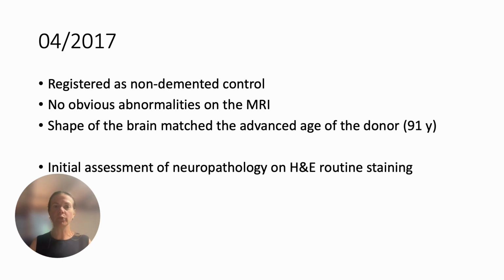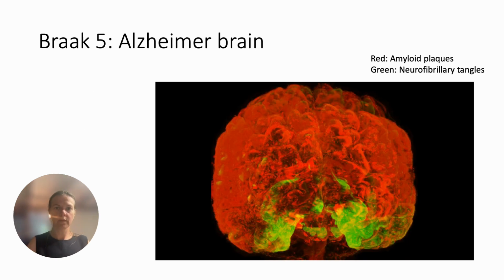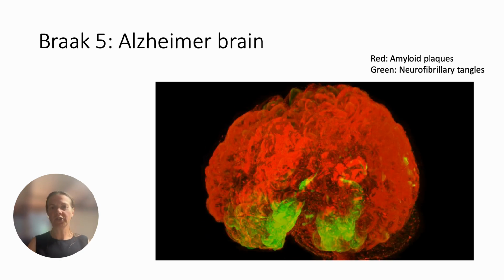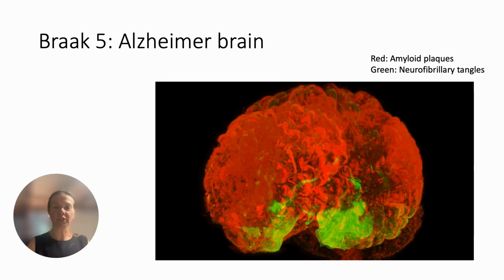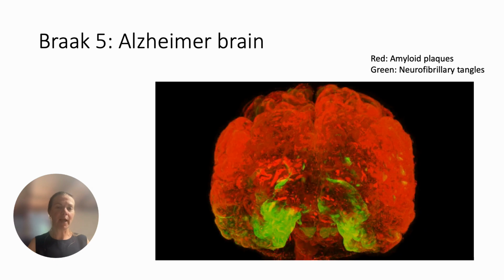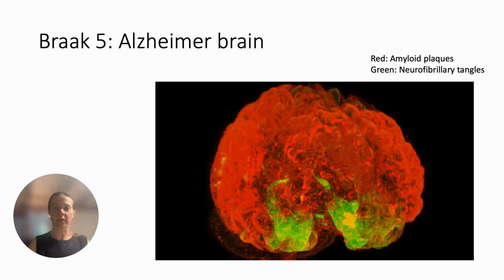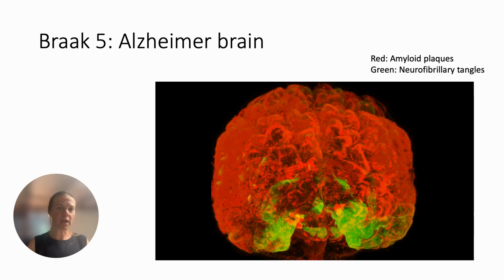Now, what we did then was a routine assessment of the neuropathological alterations that could be visible on the H&E staining. Now, luckily we did, because our board-certified pathologist told us that this was not the brain of a non-demented control. So what you see here is a full reconstruction of the amyloid plaques in red and the neurofibrillary tangles that are presented in green. You can see that the amyloid plaques are largely distributed over the cortical areas, whereas the neurofibrillary tangles are confined more to the entorhinal cortex as well as the hippocampus.